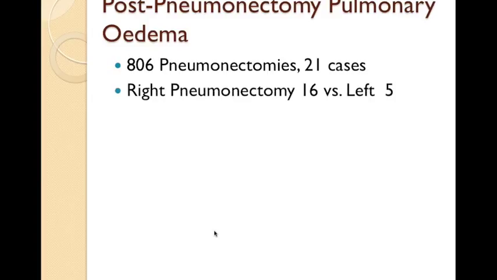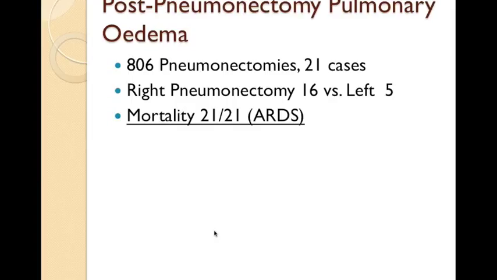One study looked at 806 pneumonectomies, 21 cases of pulmonary edema, 16 were right pneumonectomy, 15 on left pneumonectomy, which kind of makes sense, because if you're having your right lung out, you're getting 55% of your vascular bed removed rather than 45%. So not very good. All of them died. That's pretty shocking, isn't it? I mean, 100% mortality if you get pulmonary edema. So that might help you understand why, even though a lot of this stuff is not based on solid evidence, you don't want to be the anaesthetist that gets blamed for pulmonary edema in a patient, because if they get it, they die.